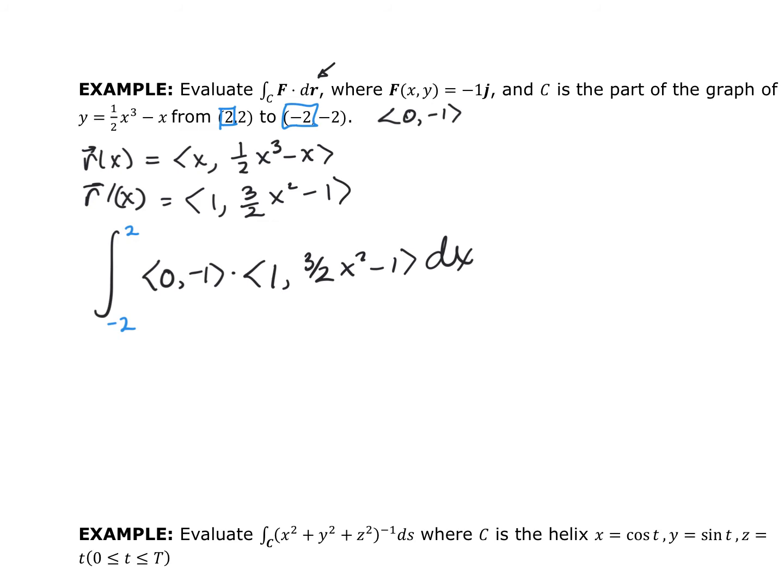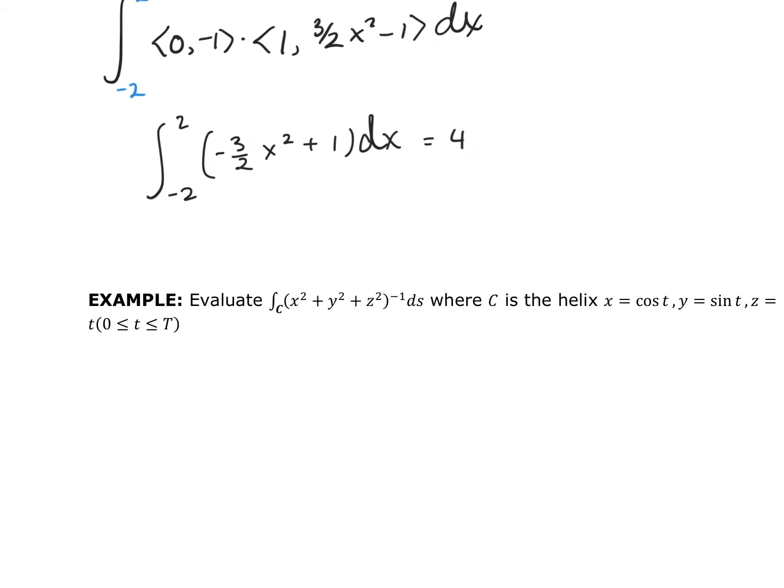I'm going to do the dot product, and when I integrate from -2 to 2, the dot product will produce a scalar. And when I do the dot product, I'm going to get -3/2 x squared plus 1 dx. Now it's a scalar, so I'll change that to a scalar, parenthesis, instead of a vector. And I'm going to go ahead and integrate this like I normally do, and I end up with 4.